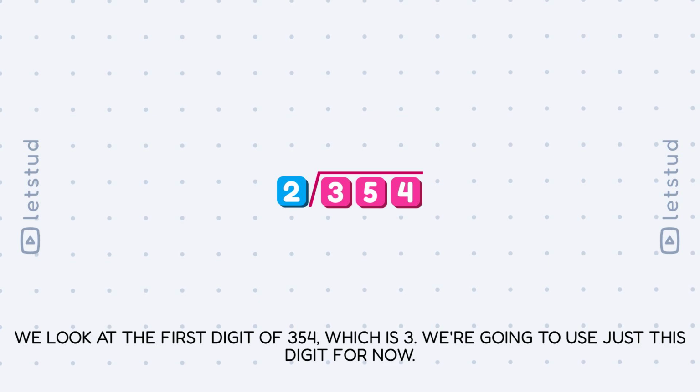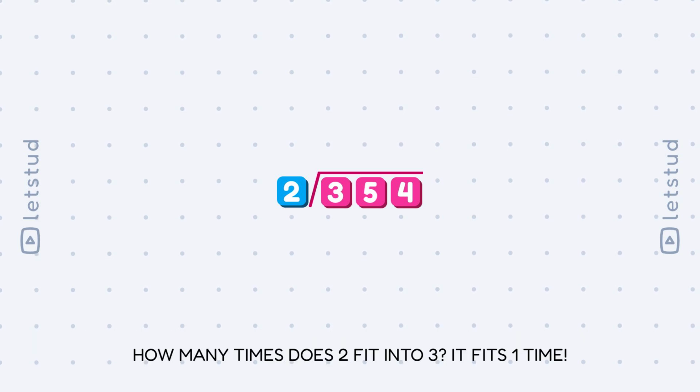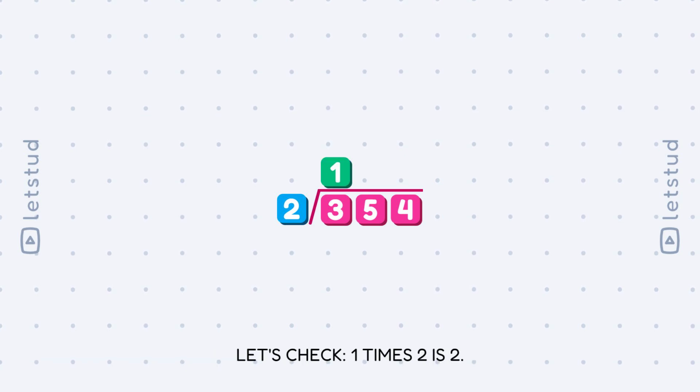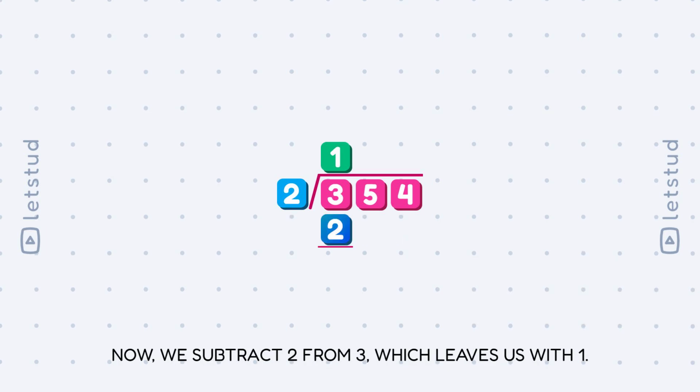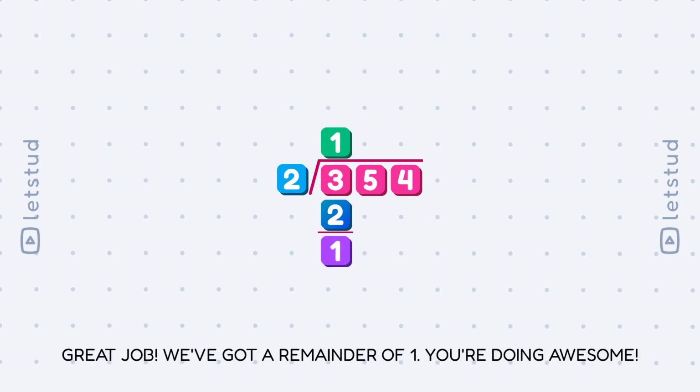Alright, let's start dividing 354 by 2. We look at the first digit of 354, which is 3. We're going to use just this digit for now. How many times does 2 fit into 3? It fits 1 time. Let's check: 1 times 2 is 2. Now we subtract 2 from 3, which leaves us with 1. Great job, we've got a remainder of 1.